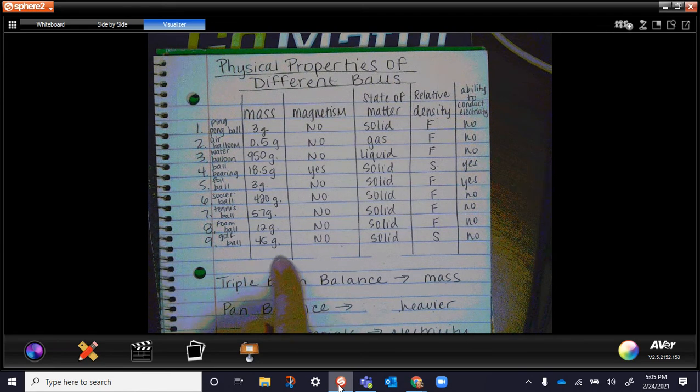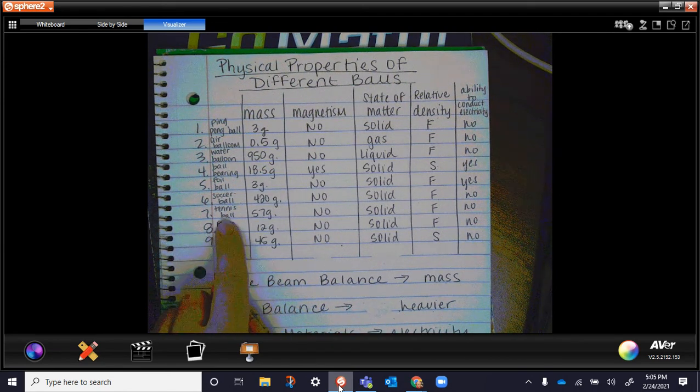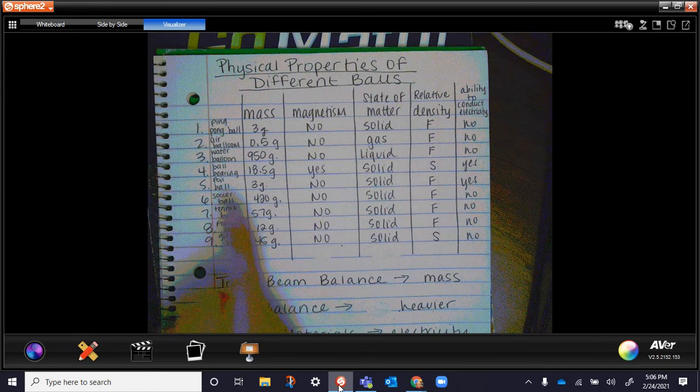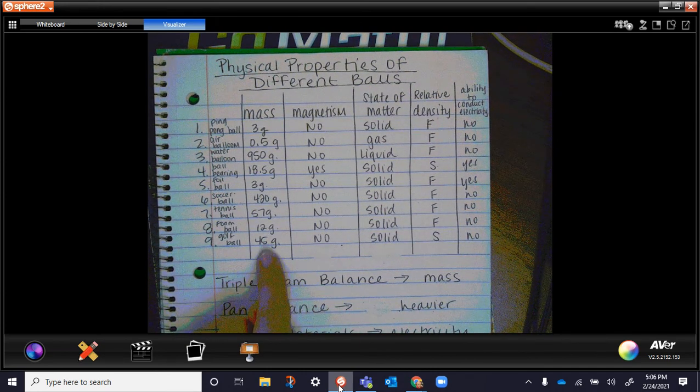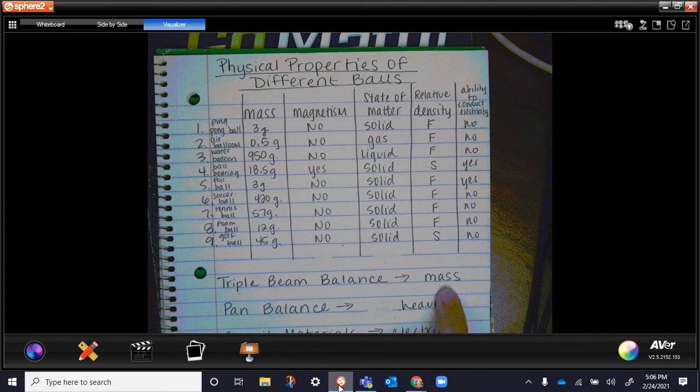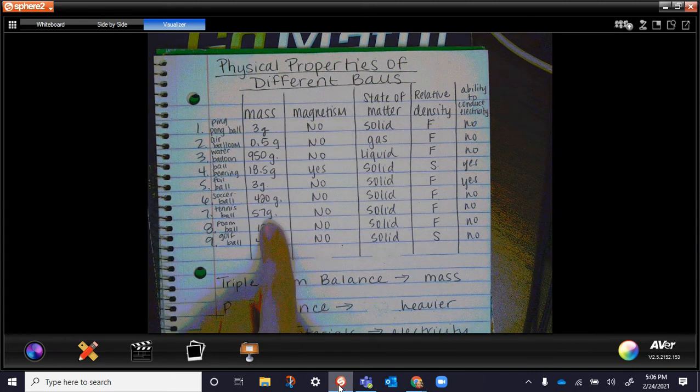Some of these things are pretty close, like the golf ball and the tennis ball. The ping pong and the foil ball had the same. And for the mass, they used the triple beam balance to find mass. And mass we measure in grams. So when you see this G here, that means grams. And so this is a really small unit here.